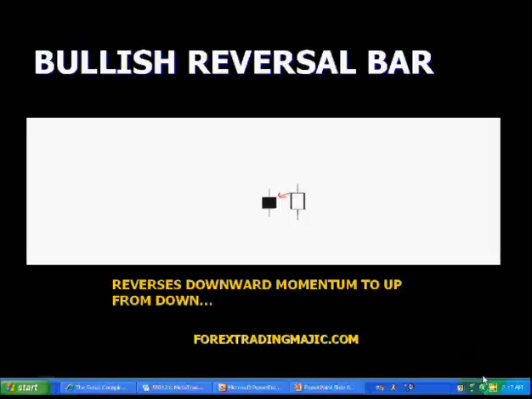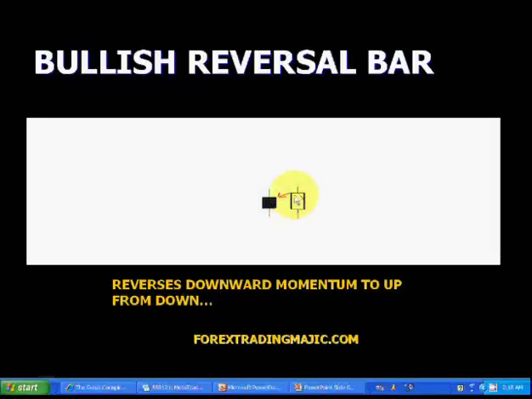Now, in order to understand the psychology of support and resistance, let us talk about a bullish reversal bar. It's called a bullish reversal bar because it is a single bar that gives you a big heads up that the momentum has reversed from down to up. Let's take a look at this bullish bar.